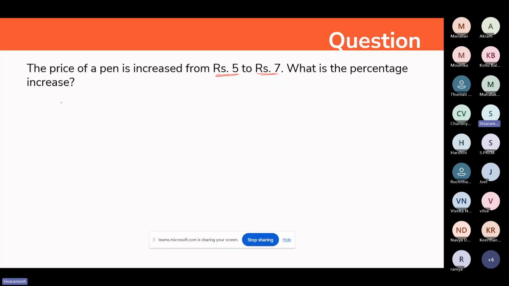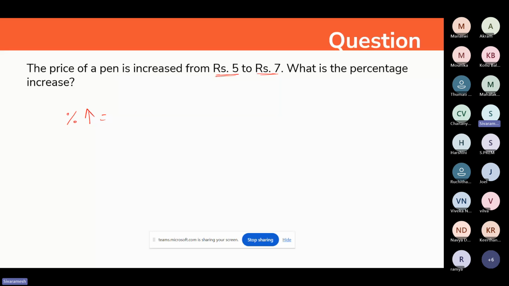Now from here, we are going to solve questions based on how much percentage increase or how much percentage decrease, all these values. And when one value is getting changed to another value, obviously the percentage will change, whether it may increase or it may decrease. So just listen carefully.